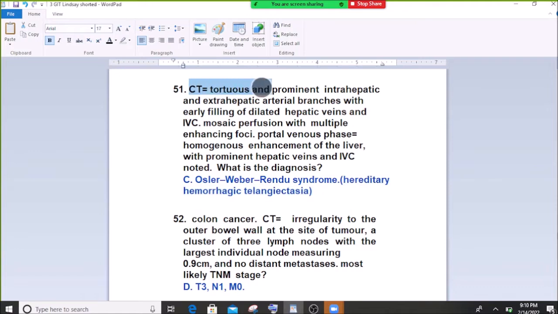So you can see it shows tortuous and prominent intrahepatic and extrahepatic arterial branches. So this is telangiectasia. From this, we can understand the diagnosis is HHT or Osler-Weber-Rendu. Then tortuous intrahepatic and extrahepatic arterial branches with early filling of dilated hepatic veins and inferior vena cava, mosaic perfusion. So this is the C answer.